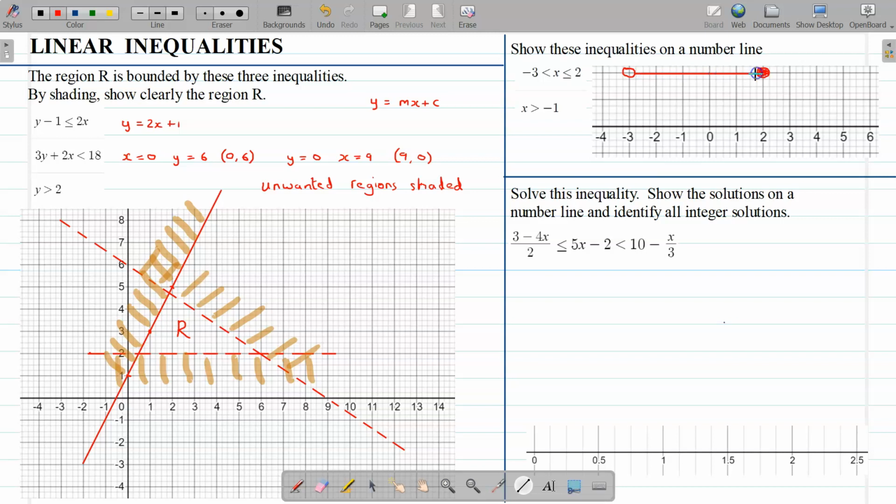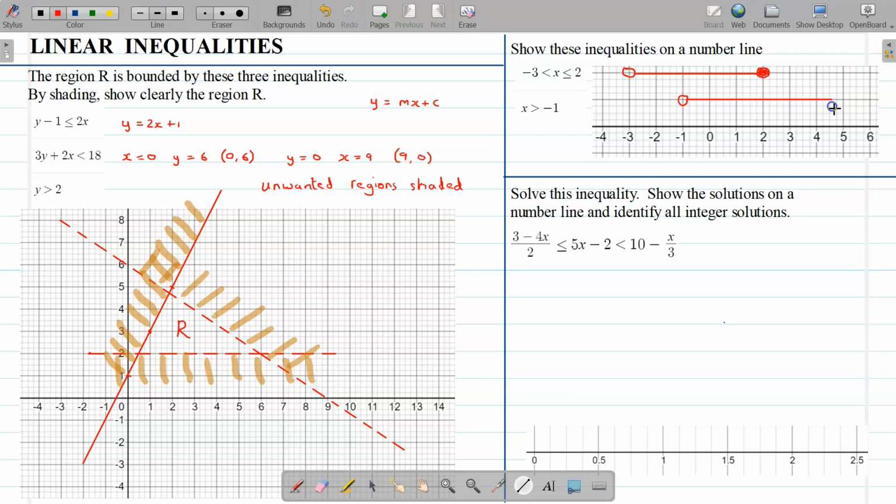Okay, now the second one is just got a single-ended inequality. So x is greater than -1. So all I do is I find the point -1, which is here, put my open circle on it because it's not including -1, and then simply draw an arrow pointing away to the right because x is anything greater.